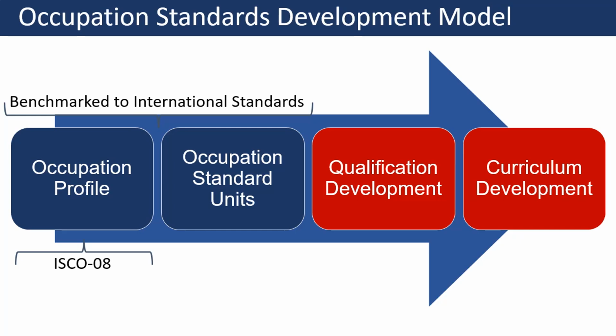Next are the occupation standard units. These units break down the occupation profile into specific tasks and competencies. Each unit outlines what a person should know and be able to do, including performance criteria, knowledge requirements, and assessment methods. These units form the foundation for developing qualifications.